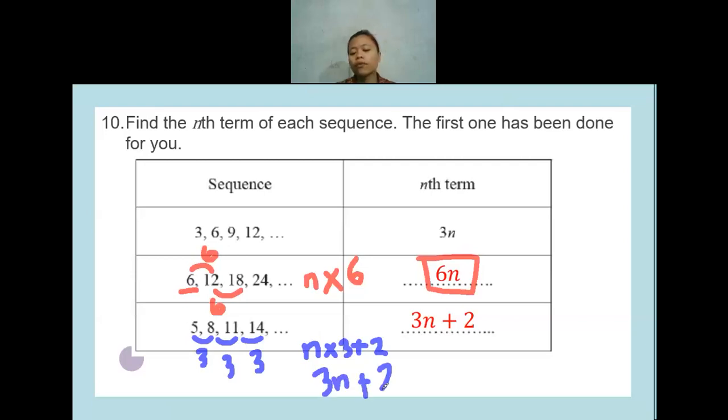Or if you get confused, maybe I talk too fast, you can make a table for each sequence and then find it like the usual method that we use.